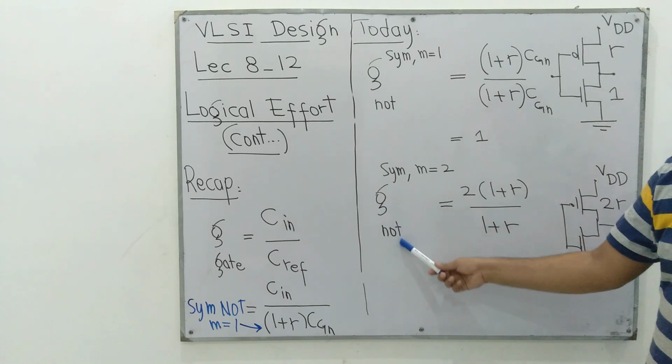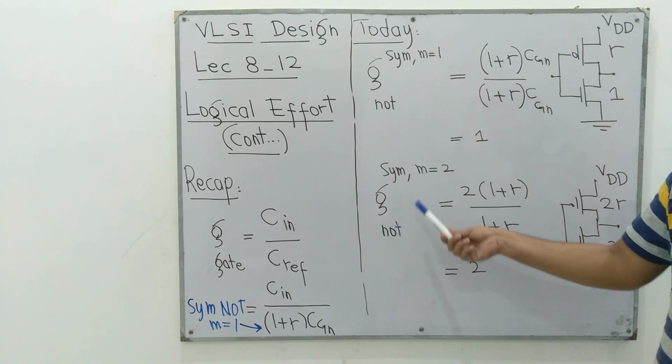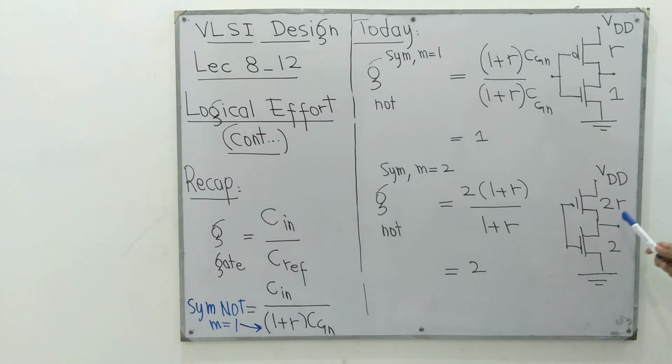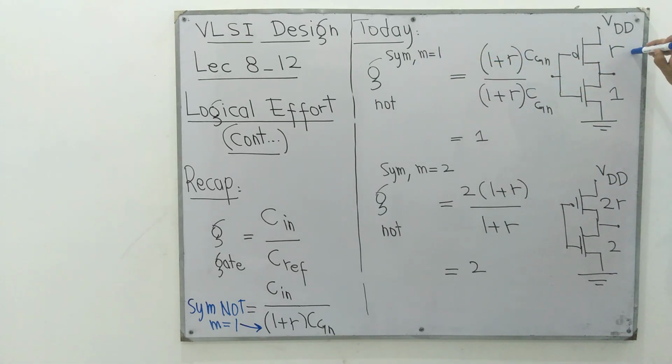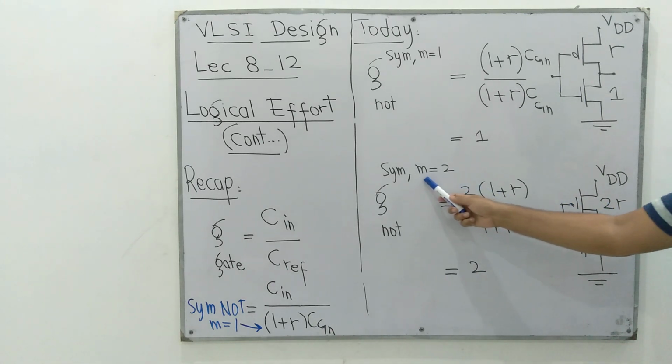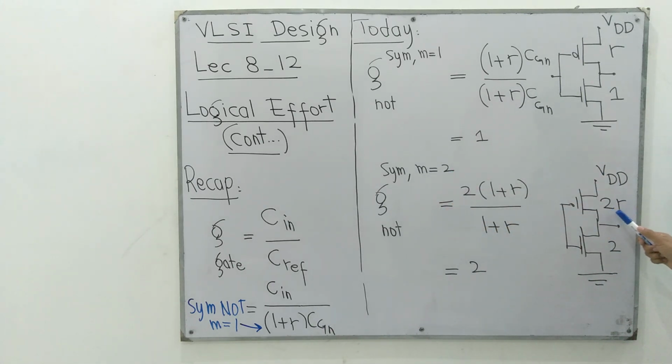But if we compute logical effort for a NOT with scaling factor 2, this means that this PMOS is 2 times R. If it is for M equal to 1 and it is symmetric, then PMOS is R times larger compared to the NMOS. If NMOS is 1, PMOS is R. But if it is for M equal to 2, PMOS is 2R and NMOS is 2. And the ratio of course remains the same. PMOS is R times larger compared to NMOS, and they both are scaled by 2.